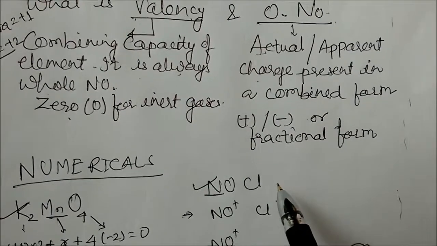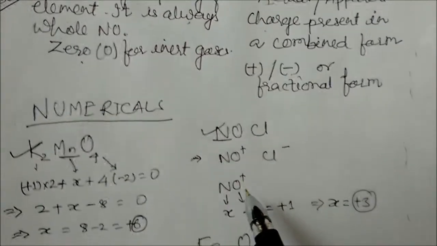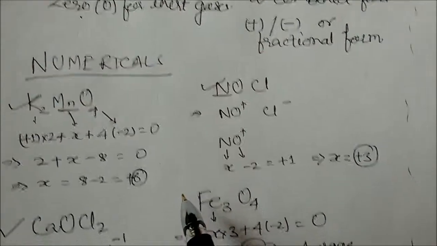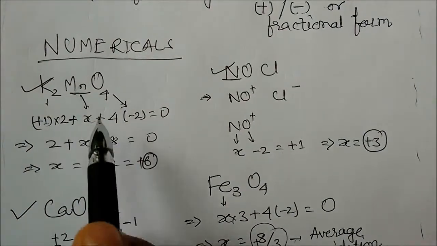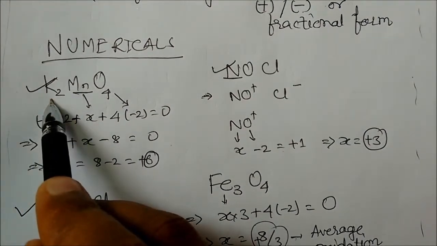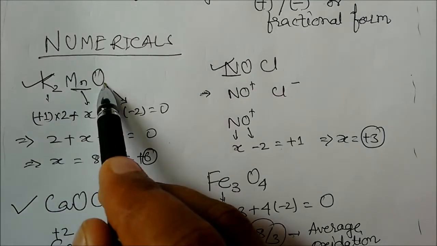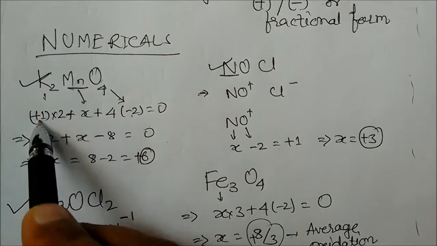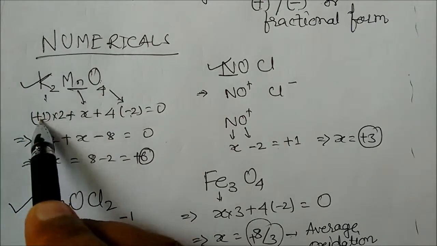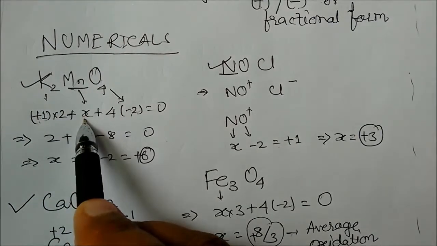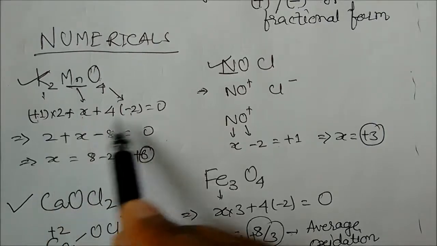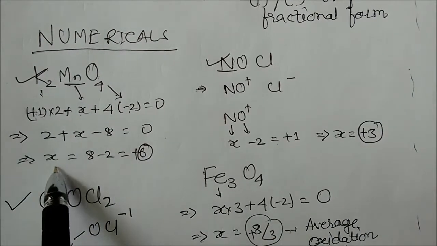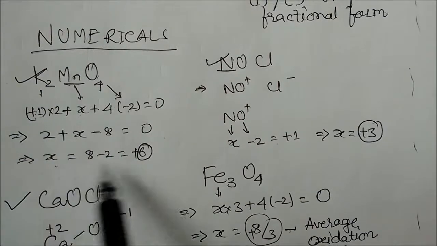Let us see some numericals to understand the oxidation number concept. First, K2MnO4. This comes to group 1 element, and this is the oxide. For oxide we know the value -2, for potassium we know +1. So there are 2 potassium, 2 into +1, and manganese we don't know, so let us take algebraic form. On solving we will get the oxidation number of manganese is +6.